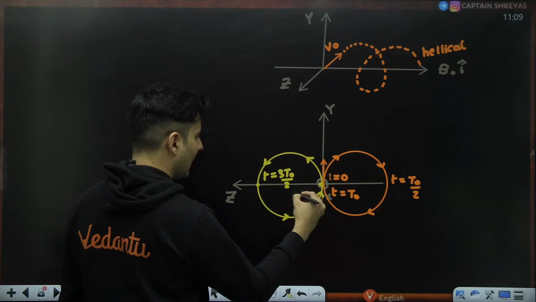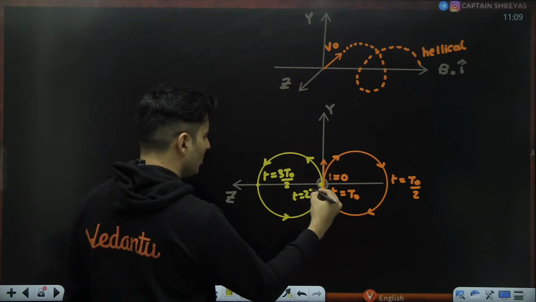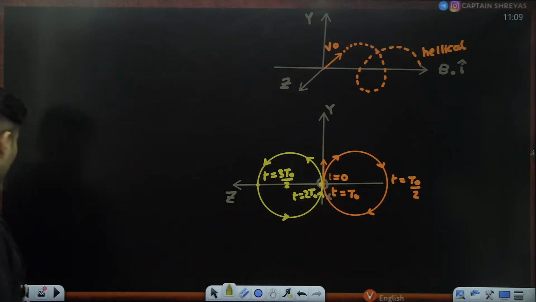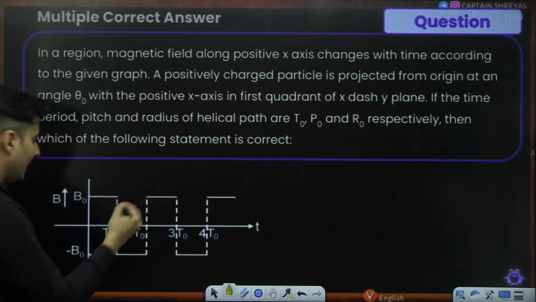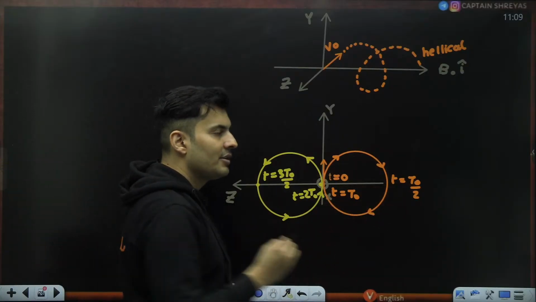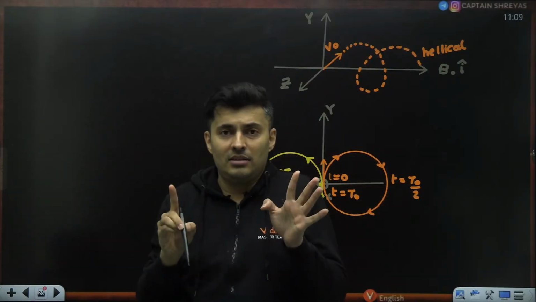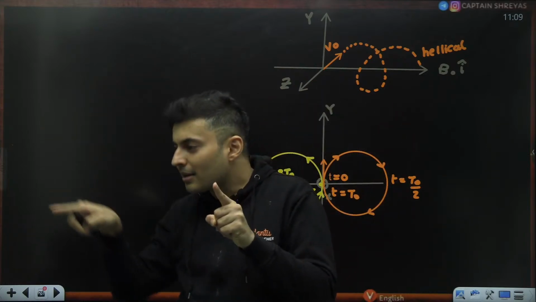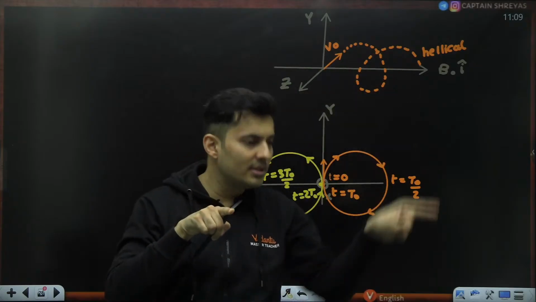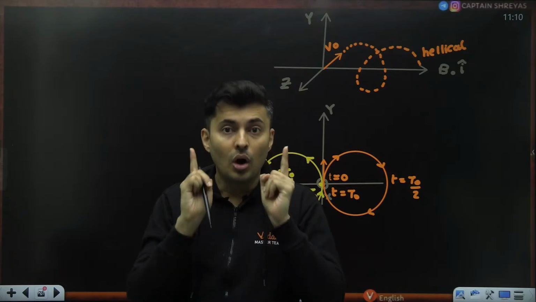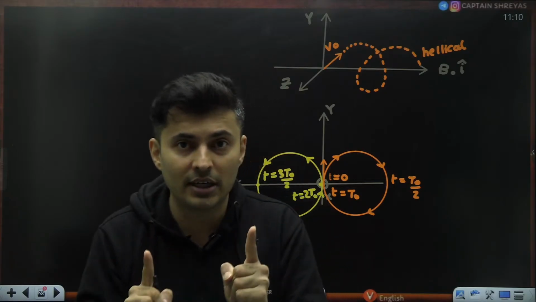reach over here at t is equal to 2 t naught. At 2 t naught, what is happening? At 2 t naught, the magnetic field is again reversing. So now it will go on to this circle. So just imagine this. The particle is going like this, then switches over to this circle, then again switches over to this circle, again switches over to this circle, all while coming in the front.